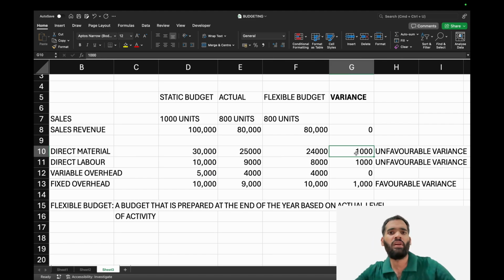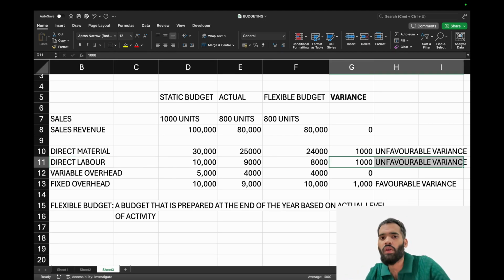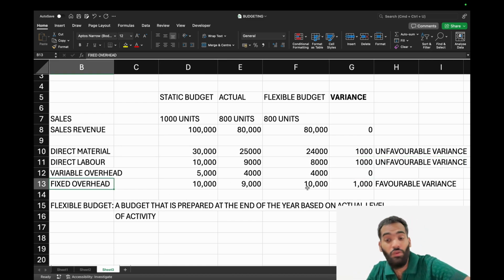And if you can see here, now I know that for direct material people spent $1,000 more. So of course, I will investigate that and figure out what the problem is. That's about to come in our future classes on the topic of variance analysis. Similarly, for direct labor, we also need to investigate what went wrong. Why did the HR department, let's say, spend more money than they should have? For variable overhead, there's nothing there. For fixed overhead, we will also investigate.